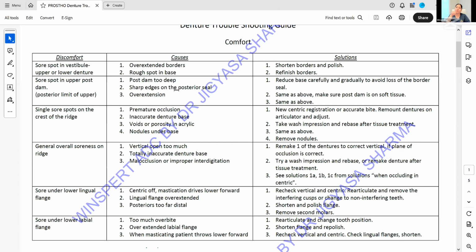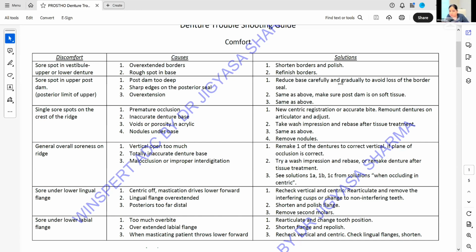Post-dam has a horizontal extension, which is towards the palate, and also has a vertical extension, which can be too much pressure on the soft palate aspect as well. So post-dam can have two kinds of overextensions, behind it and deeper, both the aspects. So overextension and the roughness and the sharp edges are the cause for these sore spots, and solutions would be accordingly. If it is overextended borders, then you will shorten them and polish them.